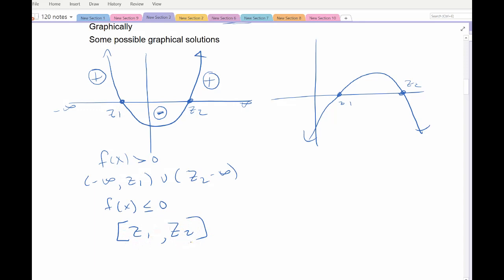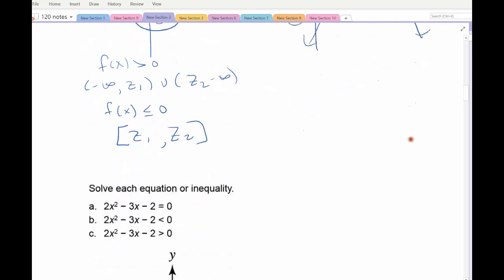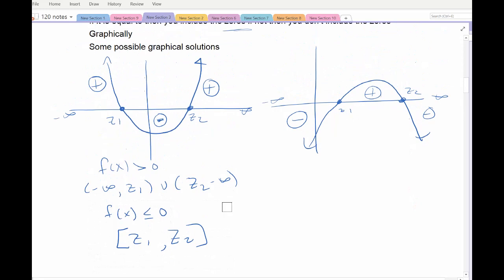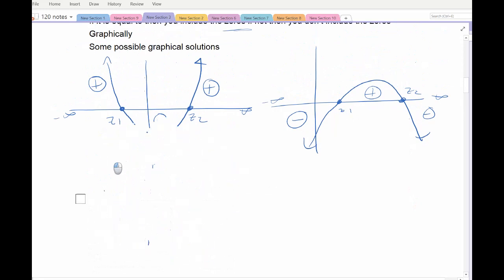Something similar would be said for this case over here. It would just be the exact opposite. In this case, my negatives would be the infinity case. I'm below the x-axis going to my infinities, and I'm above my x-axis between the zeros. So that's one example where it hits the axis twice. The other cases would be if it hits it once or none. I'm going to do the once case and then the none case.